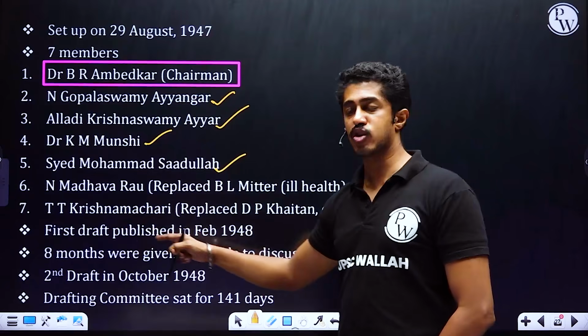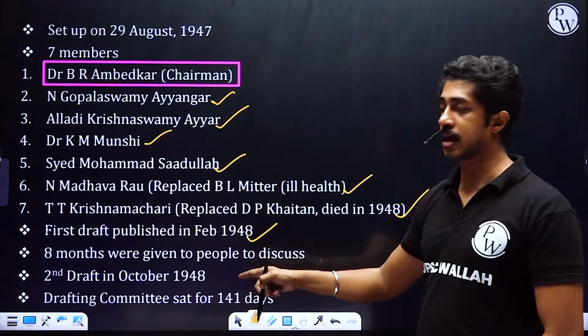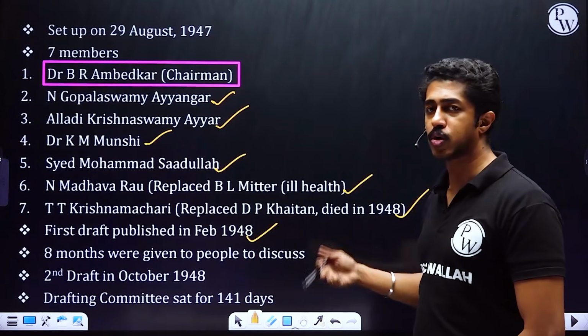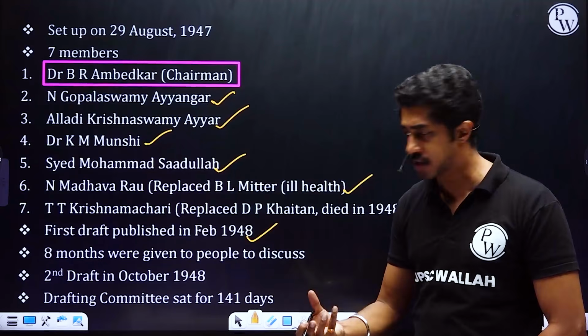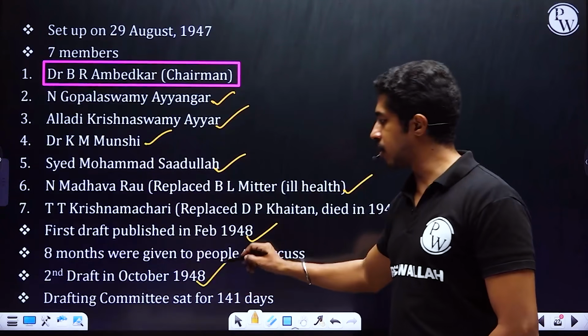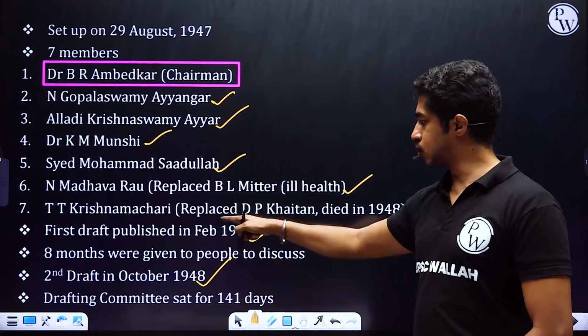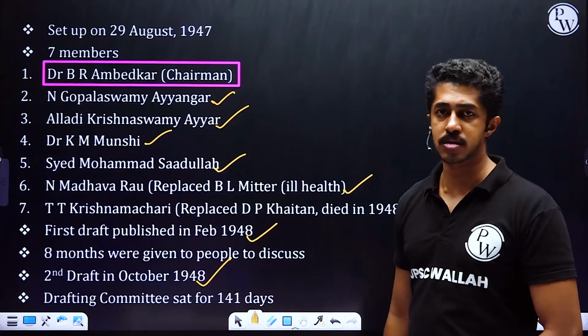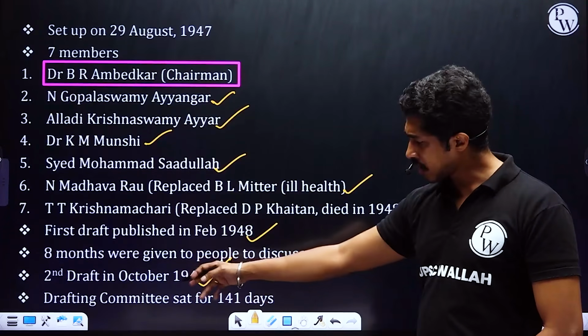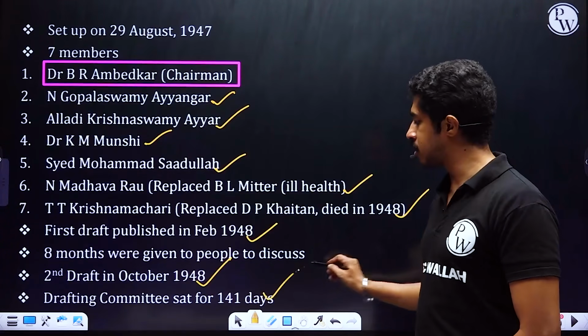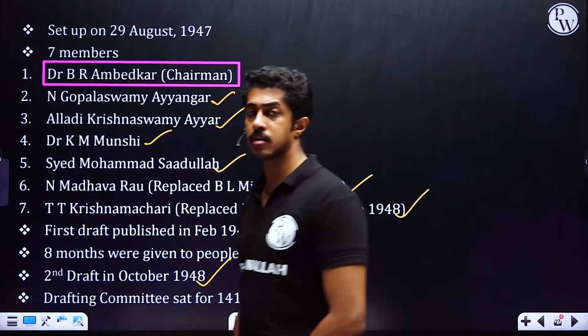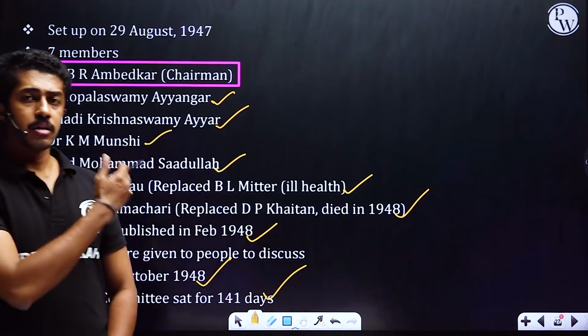The first draft was published in February 1948. 8 months were given to people to discuss the draft provisions of the Constitution. Second draft came in October 1948. 2 plus 8, 10 months. Clear? Drafting committee sat for 141 days. All right, people. This is the funda.